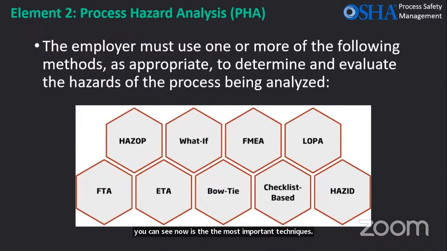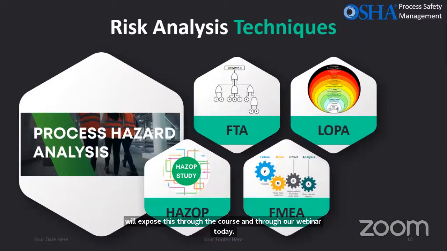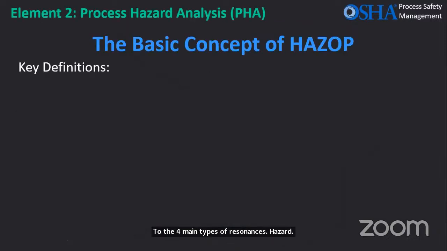We will expose in our webinar now a small and brief introduction to the main risk analysis techniques. We will expose, through the course and through our webinar today, the four main types of risk analysis techniques: HAZOP, fault tree analysis, FEMIA, and LUPA. Firstly, HAZOP, one of the most important risk analysis techniques.